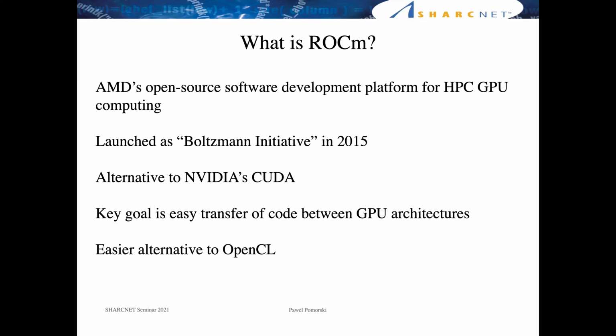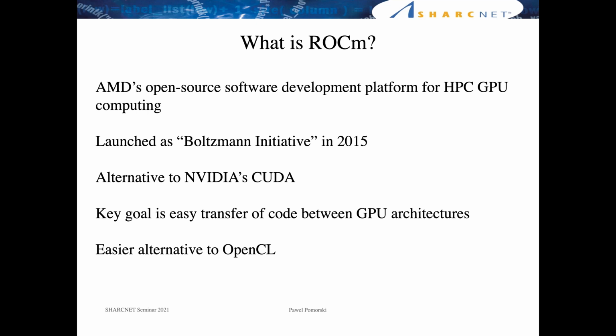To run GPU software on AMD GPUs these days, you need ROCm. So what is ROCm? It's AMD's open source software development platform for HPC GPU computing. It is essentially an alternative to NVIDIA's CUDA. It does the same things that CUDA does. It was launched under the name of Boltzmann Initiative in 2015, and I think it went through another name change, but now it's ROCm.